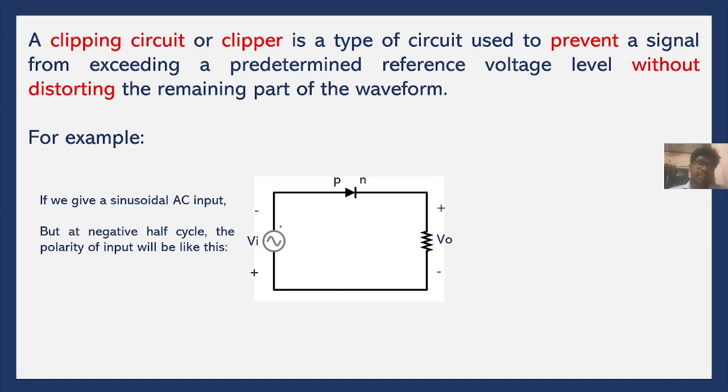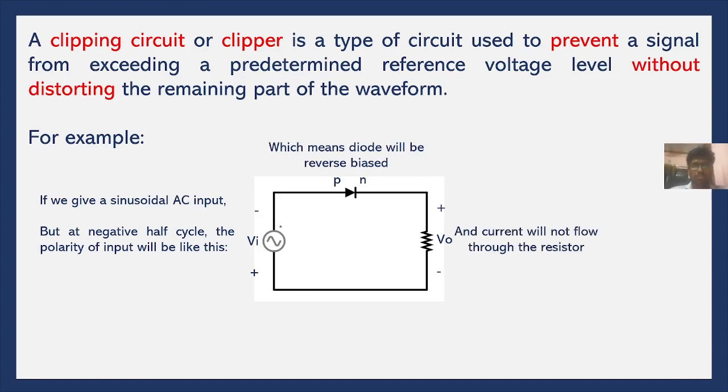And at the negative half cycle of this input, the input polarity will alternate from what we have seen in the previous diagram, where positive was connected to the p type. In this circuit the negative is connected to the p type, and the positive terminal of the voltage source is connected to the n type. The AC signal oscillates the polarity of the input and output terminals. So in the negative half cycle, the negative terminal of the input source is connected to the p type semiconductor of the diode. So it means that the diode will be reverse biased, and the current will not flow through the resistor.